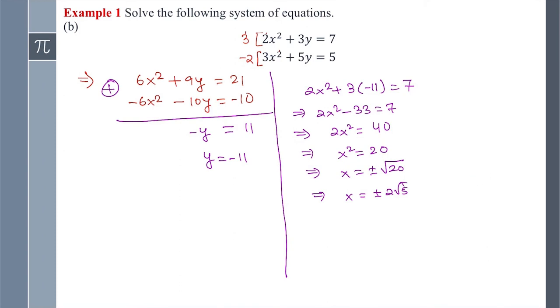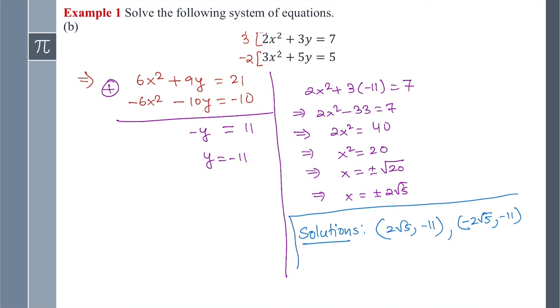So the value for y is just negative 11, but for x we got two values. Our solutions are: when x is 2 square root of 5, y is negative 11. And when x is negative 2 square root of 5, y is still negative 11. So for both points, the y value is negative 11, but the x value is 2 square root of 5 and negative 2 square root of 5. These are the two solutions for this system of nonlinear equations.